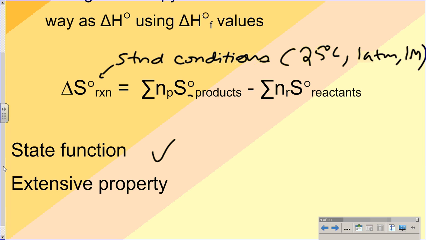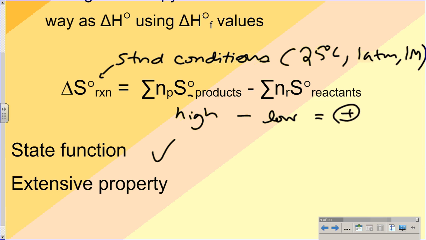So what if I had products that ended up having high entropy, minus reactants that originally started with lower entropy? What would that yield for us? Positive or negative number? Positive number. So think about it. Was it favorable or more likely to occur when you went from low entropy to high entropy, or high entropy to low entropy?